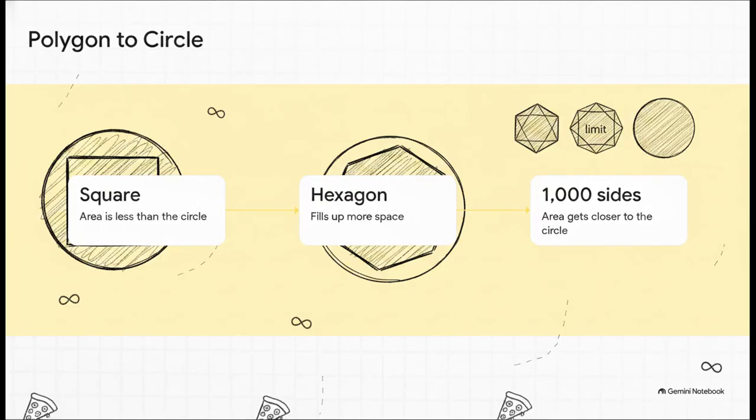Let's look at another really cool way to visualize this. Picture a perfect circle. Now let's put a shape inside it, a polygon. Step 1, we start with a square. The square's area is clearly way less than the circle's area, right? Step 2, we use a hexagon, which has more sides and fills up a lot more space. Now step 3, imagine a polygon with 1,000 sides, or 1,000,000 sides. As the number of sides increases infinitely, those straight edges become so totally microscopic that the shape becomes more and more circle-like. The polygon's area gets closer and closer to the true circle's area. It's kind of like cutting a pizza into millions of incredibly thin slices. Eventually, the difference between the polygon and the perfect circle becomes practically 0.